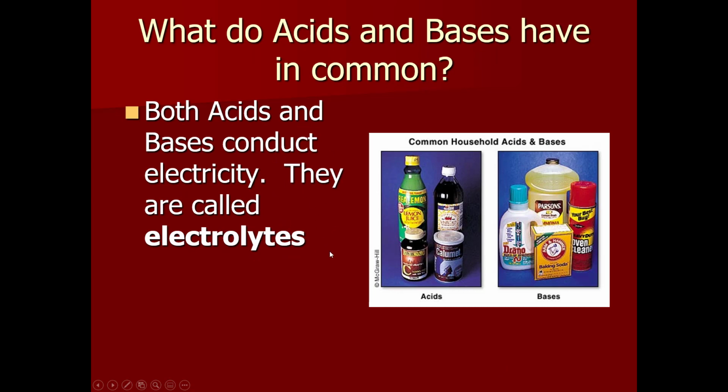Both acids and bases conduct electricity. If you dump an acid or a base into water and then try to run a current through it, it will conduct electricity. They are called electrolytes. That's a term you may hear because everyone's like, Gatorade, you've got to replenish your electrolytes. But electrolytes, anything that conducts electricity, is something that ionizes in water. And if you have ions in water, then you can conduct electricity through that.